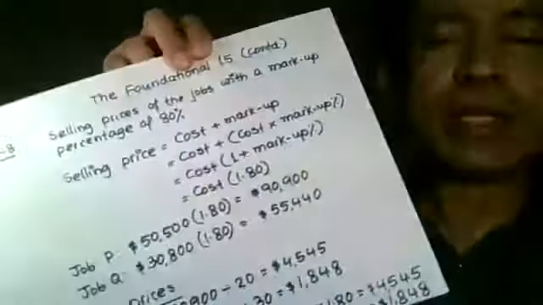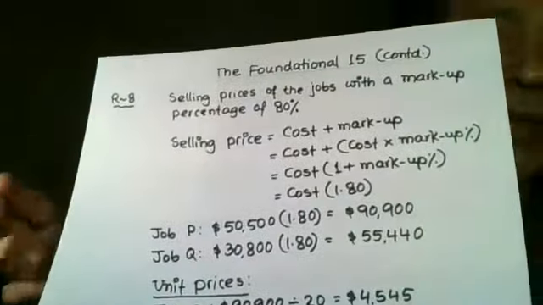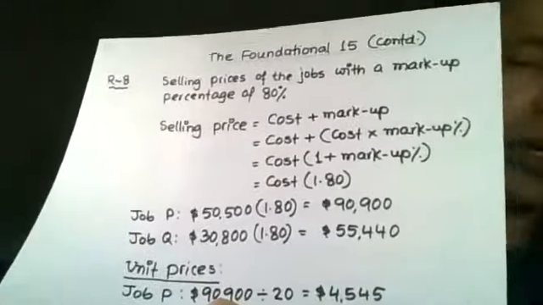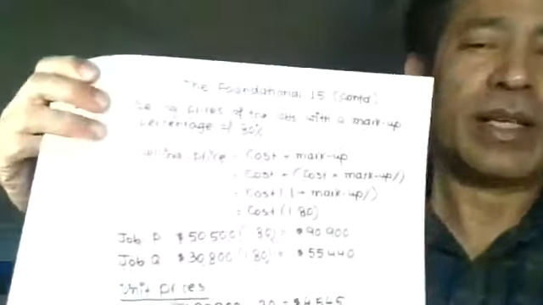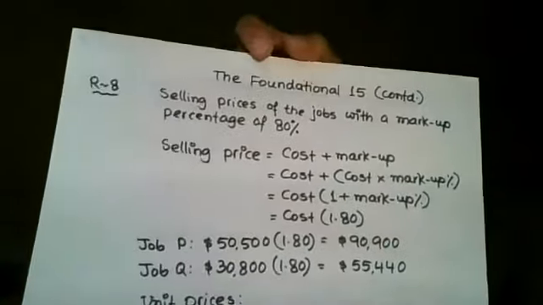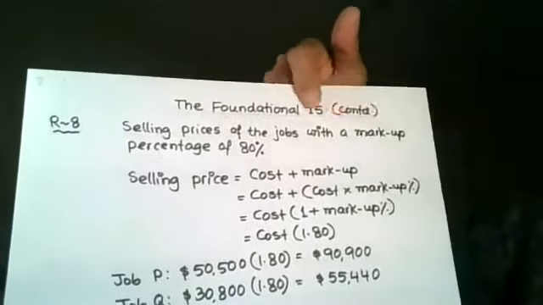Requirement 8 says, give us the selling price for the two jobs, assuming that the company uses cost plus pricing. Cost plus pricing means cost plus a particular rate of profit, or markup, they call. So markup here is 80%. So please see, selling price of the jobs with a markup percentage of 80%.